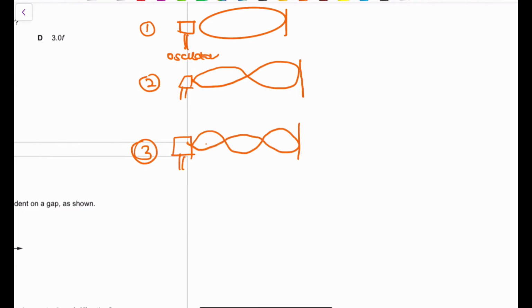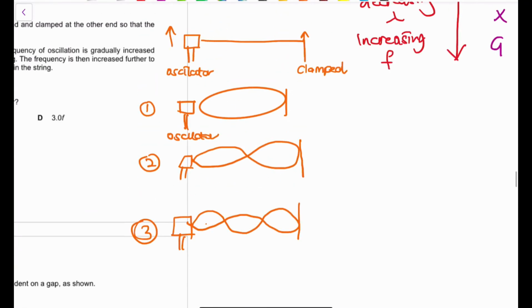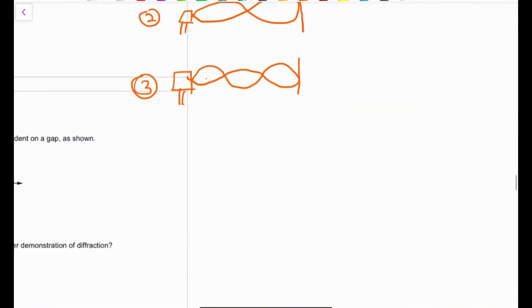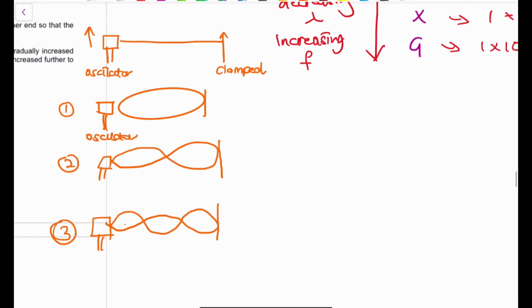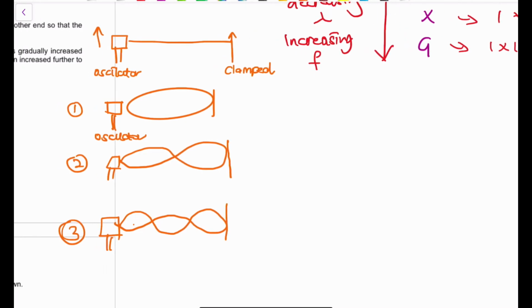Okay, something like this, right? We have three nodes. The length is going to be the same; it doesn't make sense to keep on changing the length. But basically this is the idea that you should be getting through. And this, in A, is actually lambda over 2.